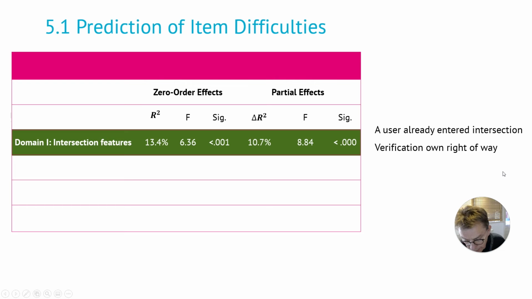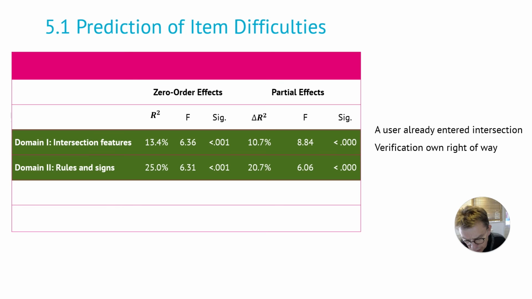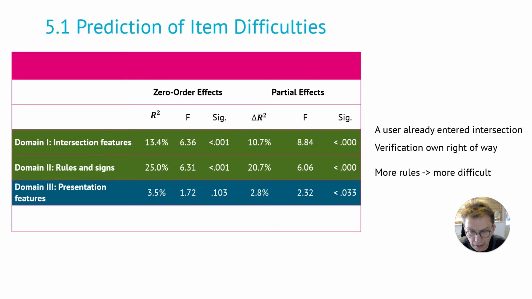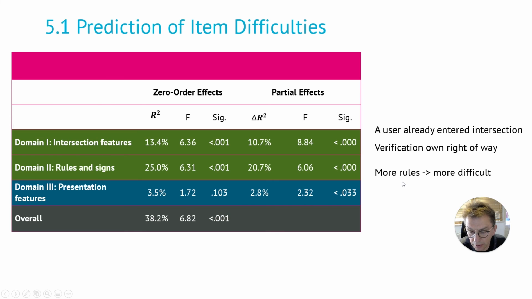Another feature that comes out: the more often a test taker has to verify his own right of way in judging an interaction, the more difficult the item is. Then, traffic rules accounted for 25% of the variance in item difficulty. In general, you can say that the more rules need to be considered, the more difficult the item gets. Third, a very small amount of variance could be explained by presentation features, the way the question was posed to the test takers. Overall, 38% of the variance was explained by our set of item features.